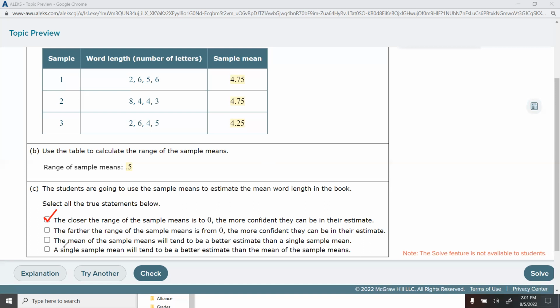All right, the last two. Now these two again are diametrically opposed to each other. The mean of the sample means. We haven't done that yet. The mean of the sample means. So if you take the mean of these 3 numbers, because those are the sample means, you're going to get some answer, around 4.5-ish. So the mean of the sample means will tend to be a better estimate than a single sample mean.